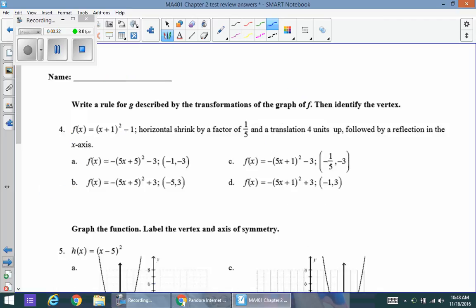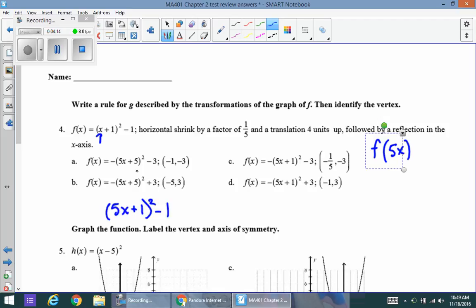Alright, over here, it says we're supposed to write a rule and then identify the vertex. So first we want to do a horizontal shrink by a factor of 1/5. So remember, horizontal's on the inside, and a translation of 4 units up. So a horizontal shrink by a factor of 1/5 is actually f of 5x. So what you're going to do is put 5x in everywhere where you see x. So I see an x right there. So when I put it in, it's going to be (5x plus 1) squared minus 1.